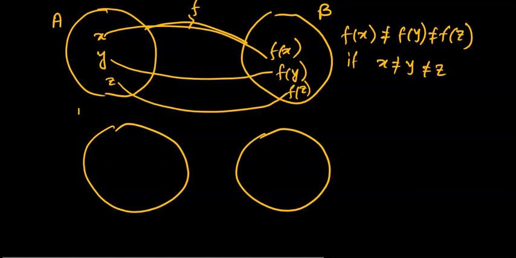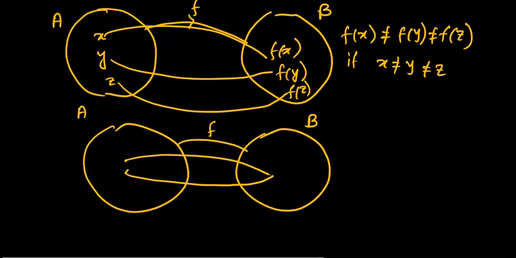They must be different. So if our picture is like this, these are two sets A, B, f is a function and there are two elements and both go to the same element. This is not injective. This is not the definition of injective. So two different elements in the domain must go to different elements in the codomain. This is the definition of an injective function.